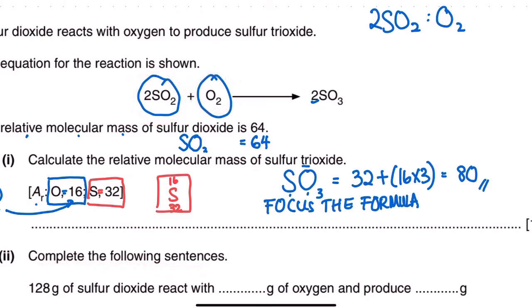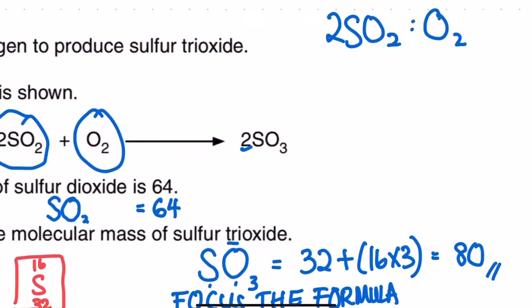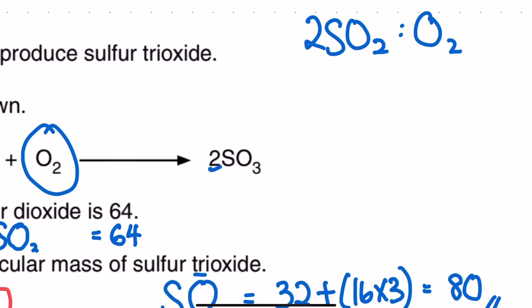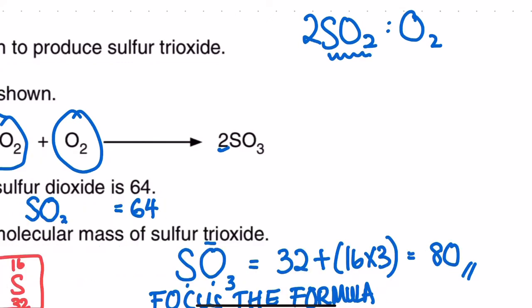Okay, next. 128 gram, but before that we must calculate the relative molecular mass of these 2. You must obey the number in front. Relative molecular mass of sulfur dioxide was this 64. Okay, see here, SO2 is 64. So we put the 64 underneath here, but we must not forget to multiply by 2, because this whole thing only represents 64. Then you need to multiply by 2.